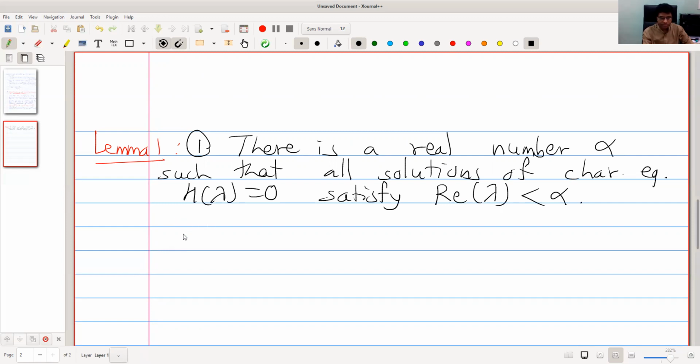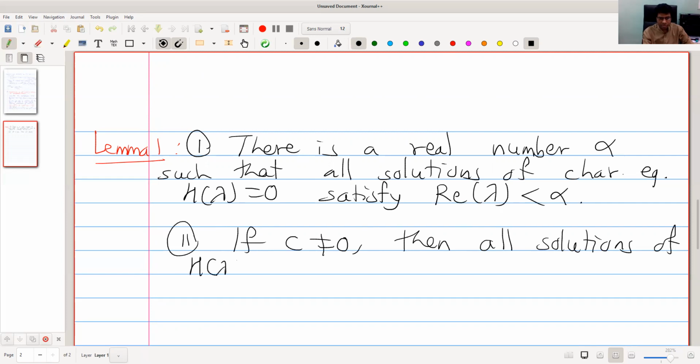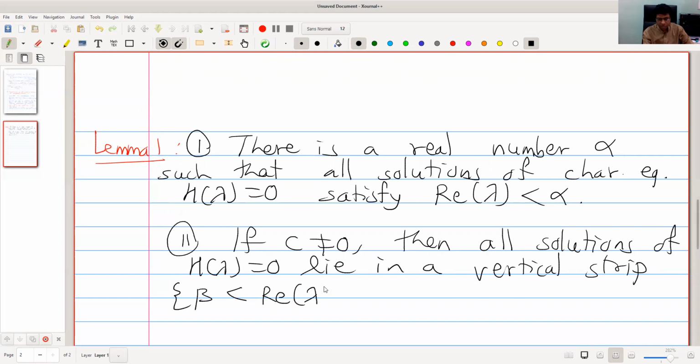Second, if c is not equal to 0, then all solutions of this characteristic equation h of lambda equal to 0 lie in a vertical strip, say beta less than real part of lambda less than alpha, in the complex plane.